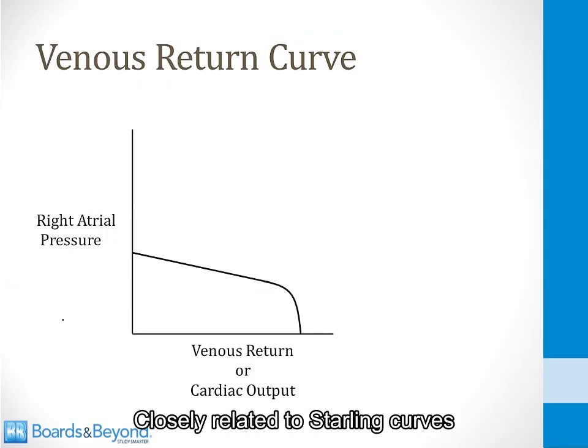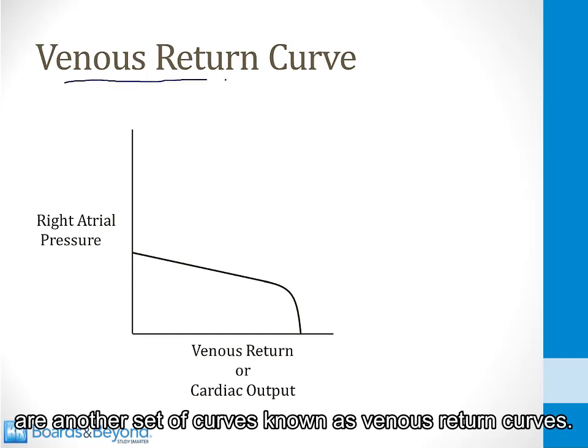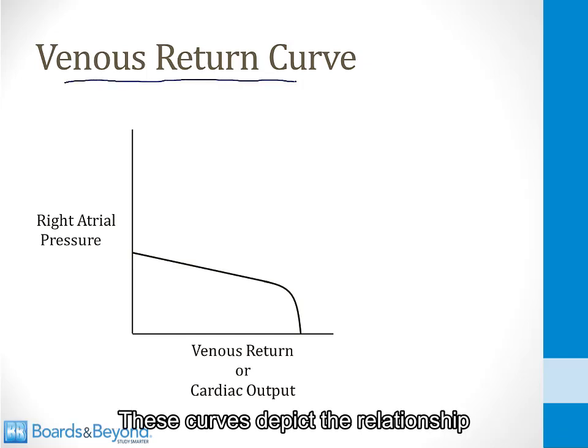Closely related to Starling curves are another set of curves known as venous return curves. These curves depict the relationship between right atrial pressure and venous return to the heart.